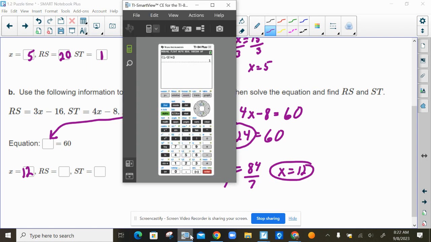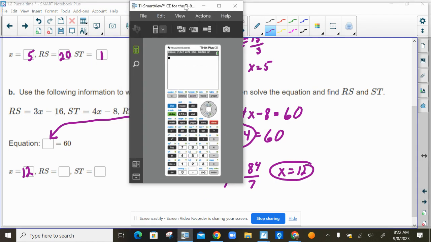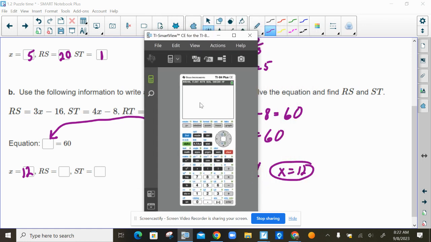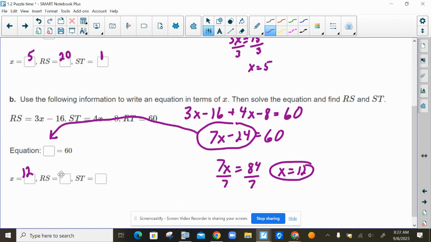And then once we have that answer, it's really easy to find the others. So here, let me just grab my calculator so you can see how you can do this on a calculator. Now that we know x is 12, it's simply 3 times 12 minus 16. You do that all on a calculator, and it's going to tell us this segment has to be 20 units. Okay, so that's 20 units.